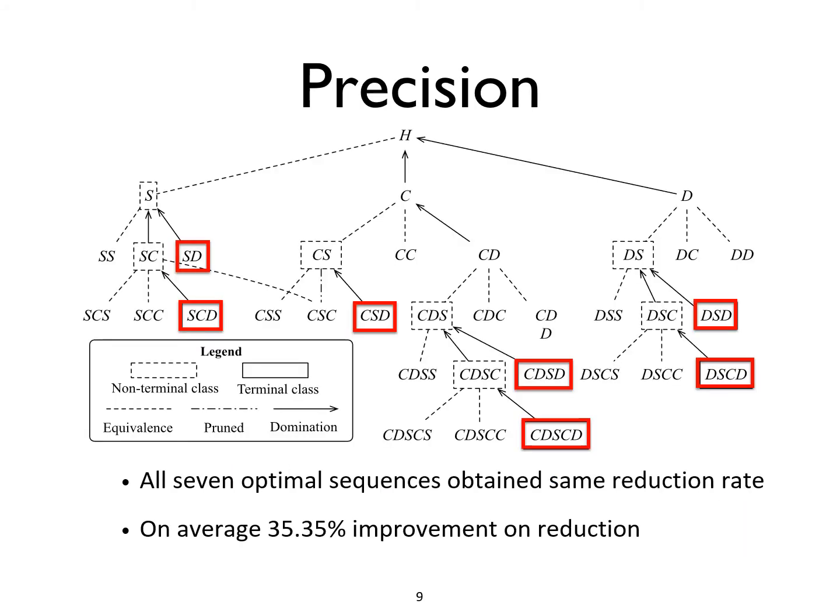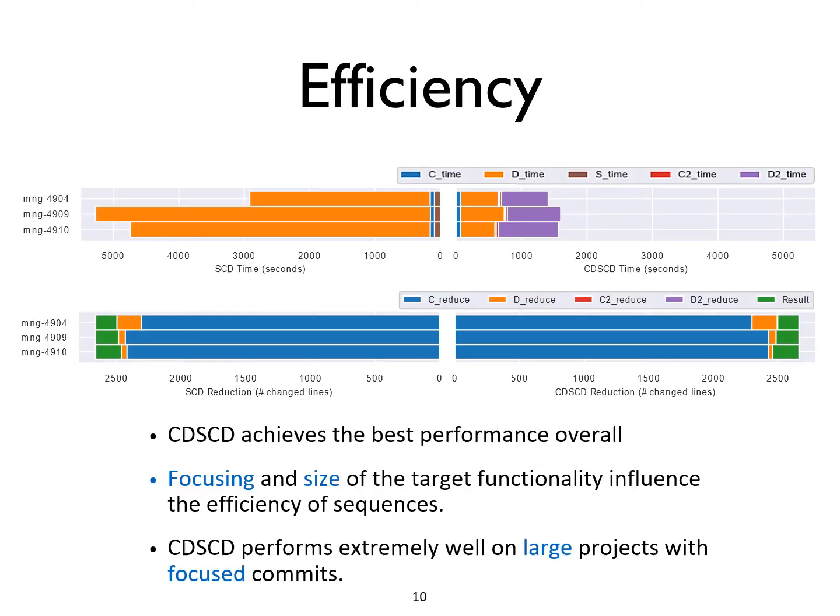Our result for precision is that all the 7 optimal sequences in Property 2 achieve the same reduction rate, which is 94.6%. And on average, the optimal sequences achieve 35.35% improvement on reduction over non-optimal sequences. For efficiency, our experiment shows that CDSCD achieves the best performance overall. Besides, from inspection, we discovered that focusing and size of target functionality are two important factors influencing efficiency.